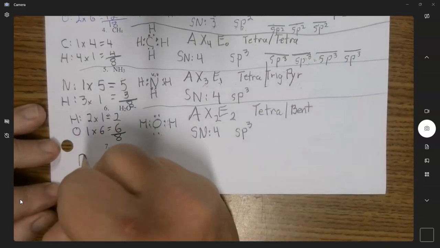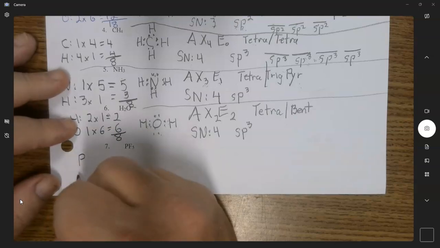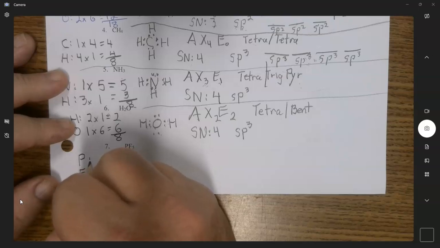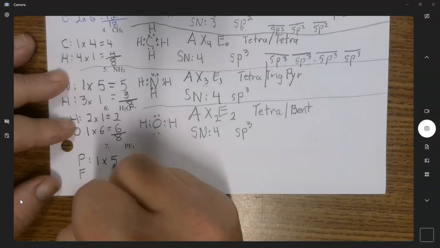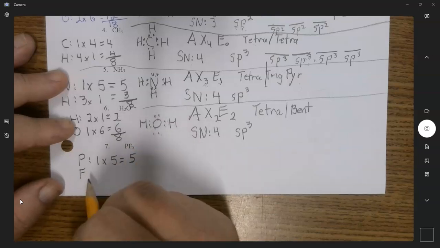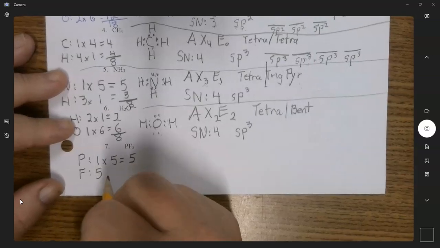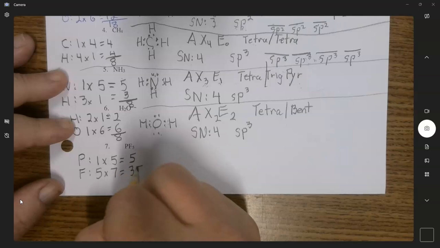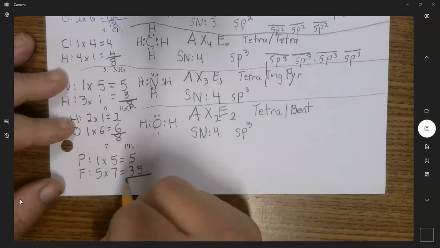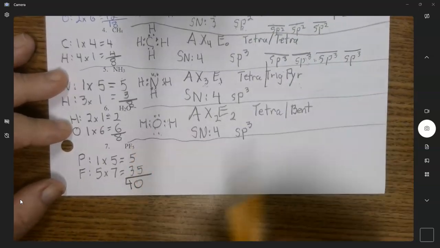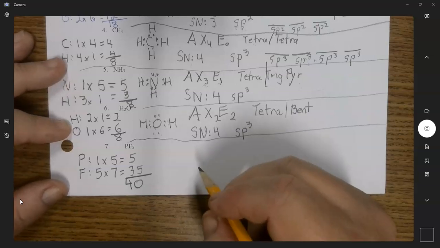Now we've got one that's going to be an expanded octet. Okay, so phosphorus has 5. There's 1 phosphorus times 5. And there's 5 fluorines. And fluorines have 7, so we got a lot of electrons here. And that equals 40. So when you draw this, especially these expanded octets, kind of spread things out so your electrons don't look so crowded.